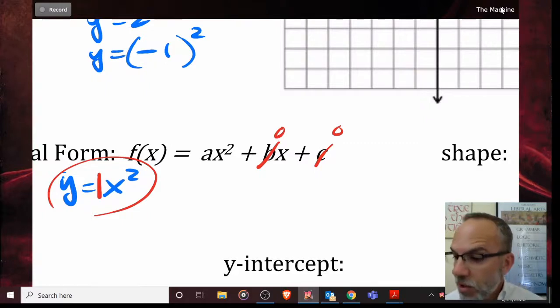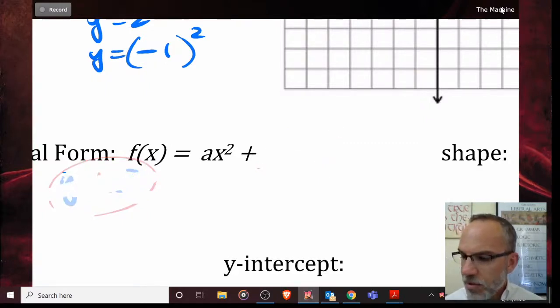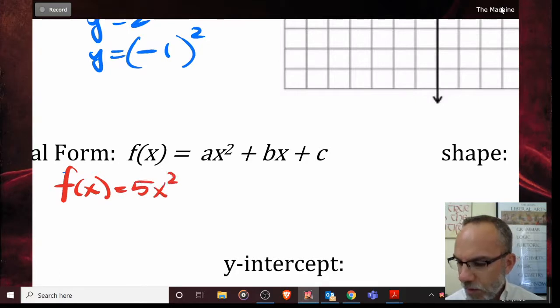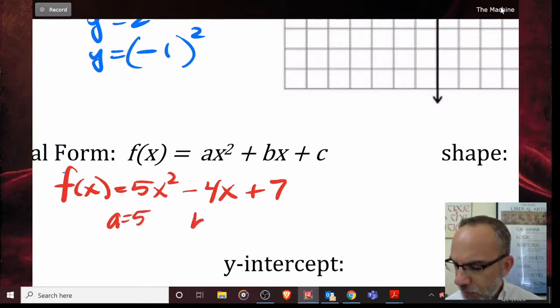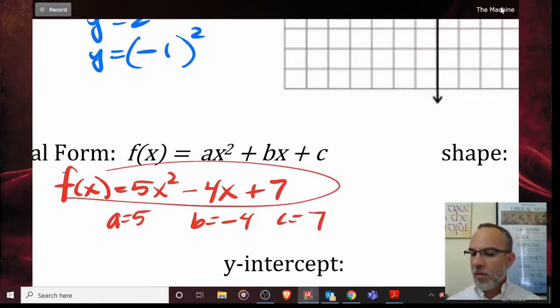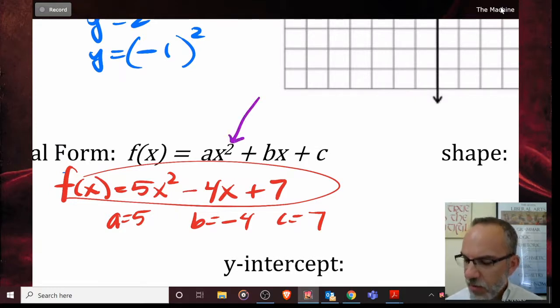Okay, but it could be other things. Your b and c don't have to be equal to 0. For example, I could say there's another function maybe where f of x is equal to 5x squared minus 4x plus 7. And in this case, a would be 5. B would be negative 4. C would be equal to 7. Okay, so these are quadratic. They're quadratic because the highest exponent of any variable is 2.